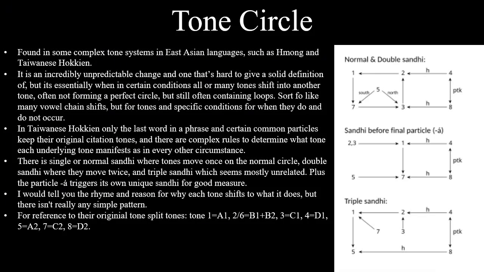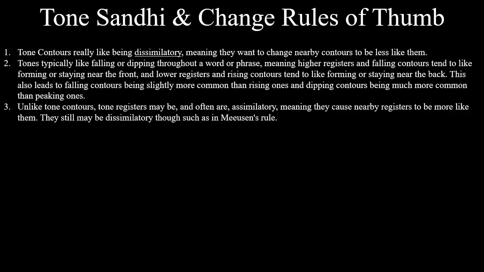I stick to the general recommendations, though, that 1. Tone contours really like being dissimilatory, meaning they cause nearby identical contours to become different. 2. Tones typically fall or dip through a phrase, meaning higher registers and falling contours tend to like staying or forming near the front, and lower registers and rising contours tend to like staying or forming near the back. This also translates to falling tones in general being slightly more common than rising ones, and dipping tones being much more common than peaking ones.